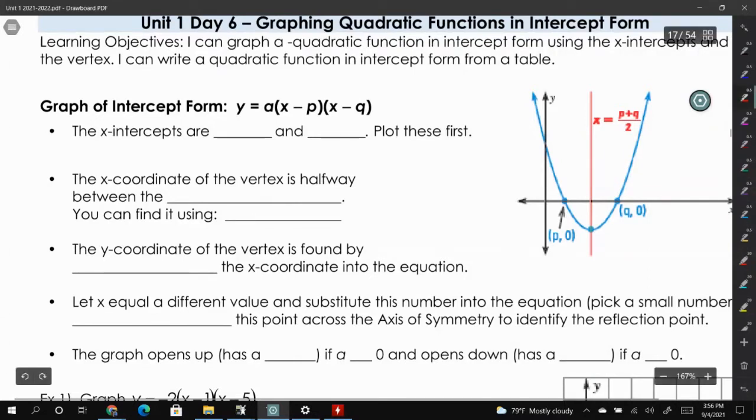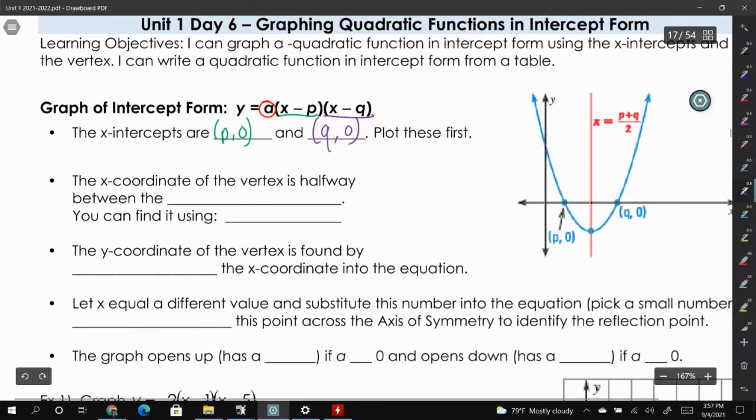So the form is here, y equals a, and a does the same thing as it's done on the other functions and the other forms, but we have this x minus p times x minus q. What this means is that one x-intercept will be p comma 0, and the other one will be q comma 0. So you take the opposite of what you would see, because that minus sign will make it change.